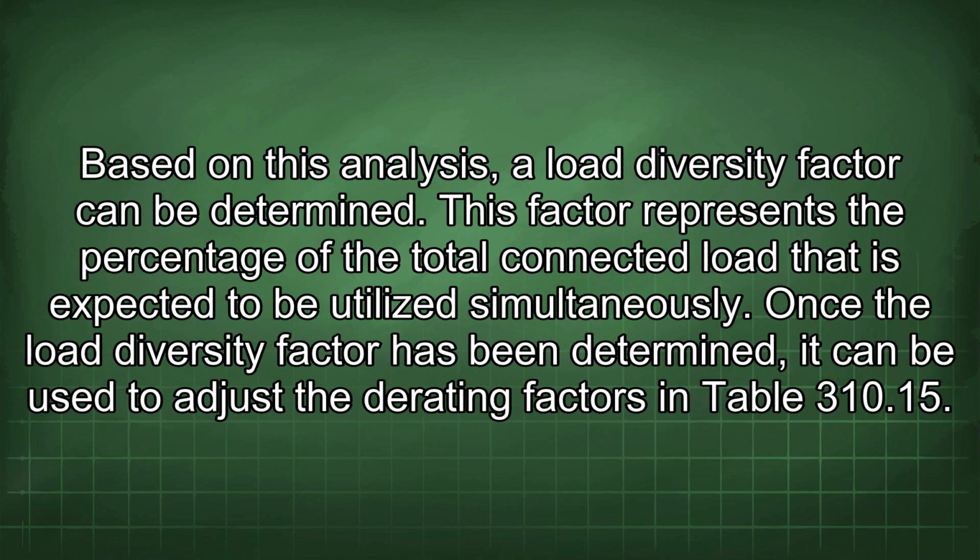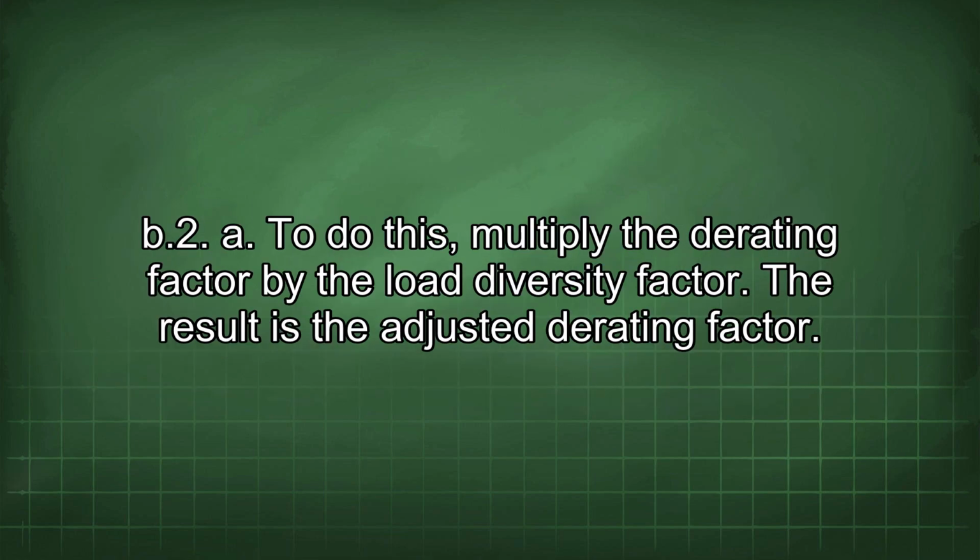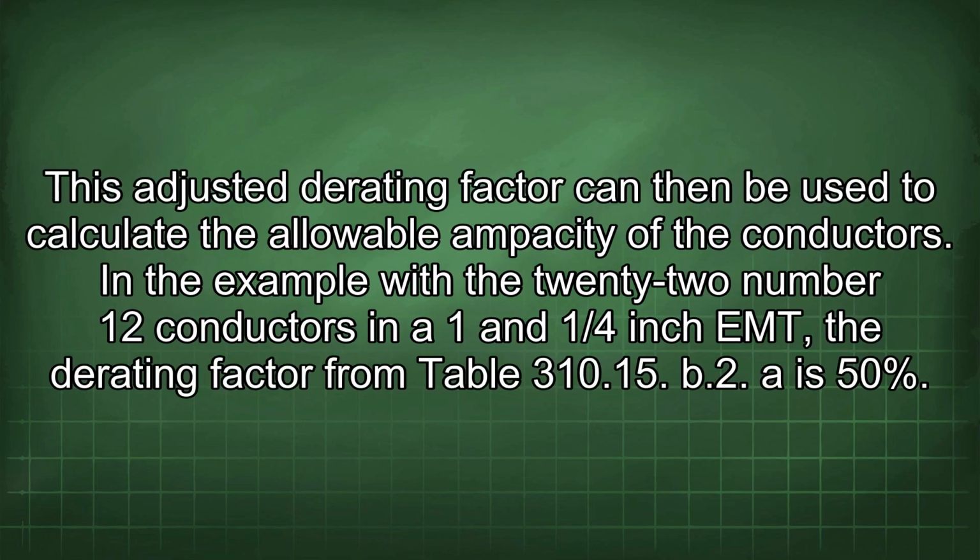Based on this analysis, a load diversity factor can be determined. This factor represents the percentage of the total connected load that is expected to be utilized simultaneously. Once the load diversity factor has been determined, it can be used to adjust the Derating factors in Table 310.15 B2. To do this, multiply the Derating factor by the load diversity factor. The result is the adjusted Derating factor. This adjusted Derating factor can then be used to calculate the allowable ampacity of the conductors.